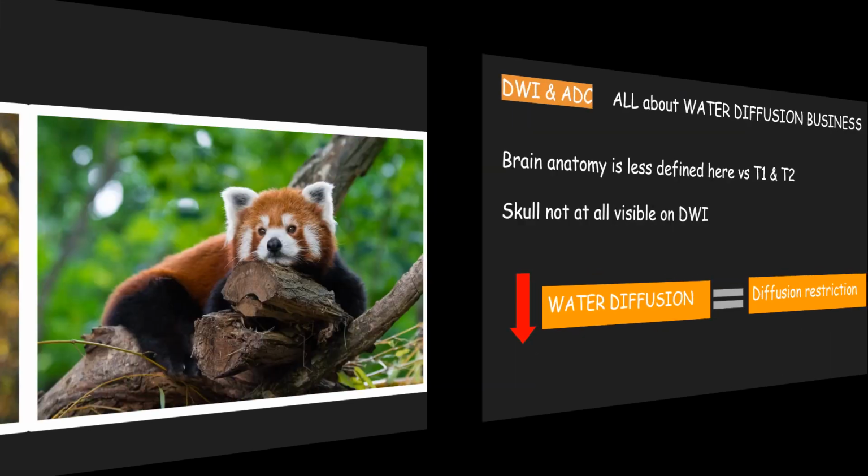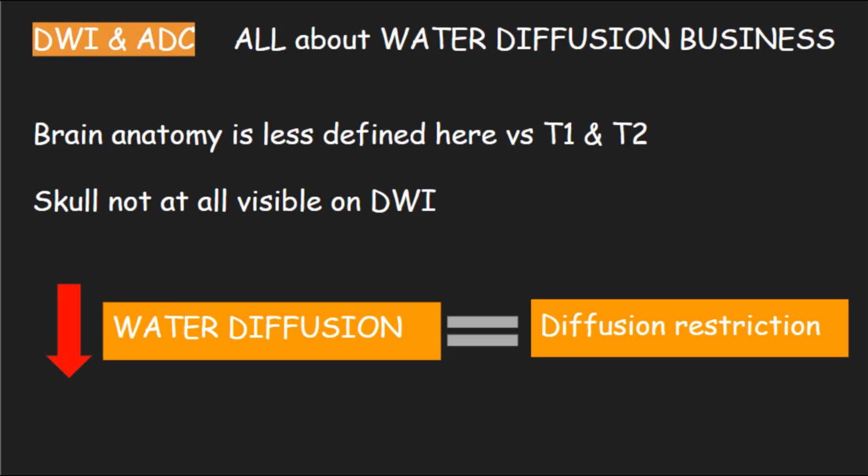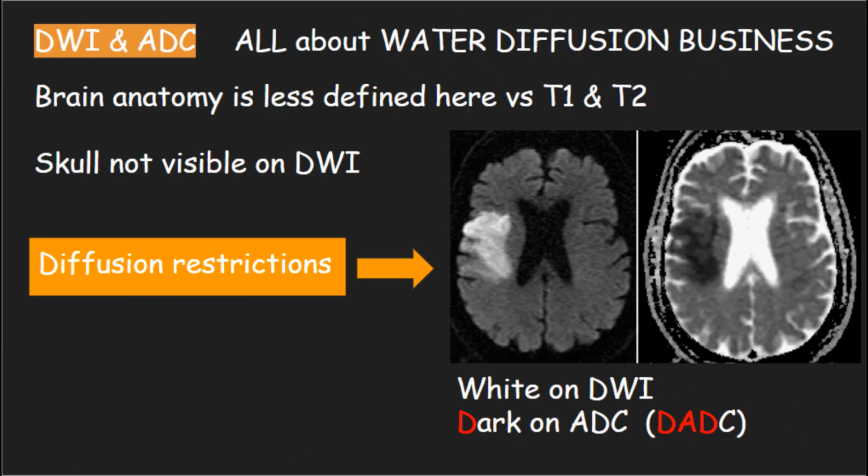Now I'd like to talk about diffusion-weighted imaging and ADC. Both of these sequences are all about water diffusion. Brain anatomy is less defined on the sequences in comparison to T1 and T2, and the skull is not at all visible on DWI. Those areas of brain where water diffusion through the tissues is limited would be referred as diffusion-restricted areas. They appear white on DWI and dark on ADC.